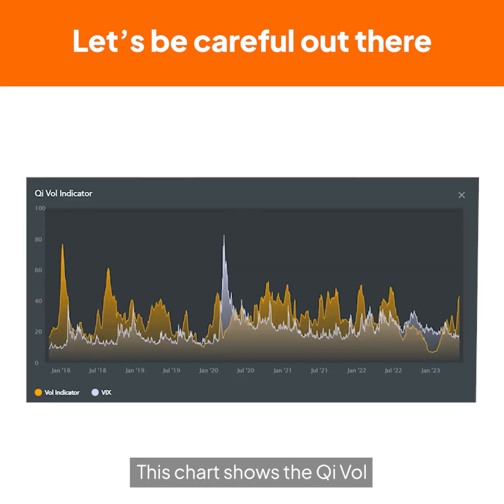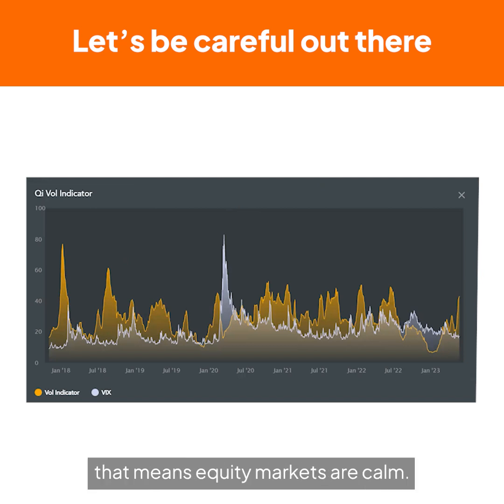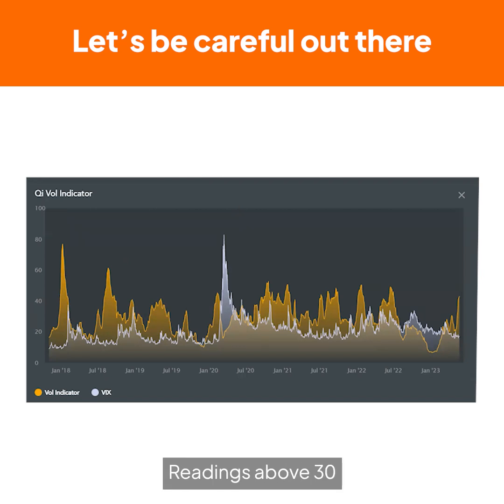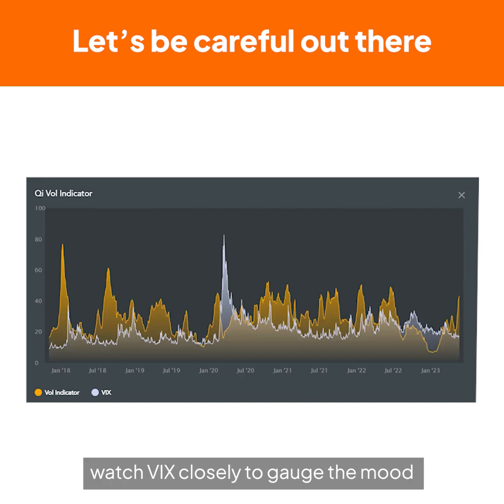This chart shows the QI vol indicator in orange versus VIX in grey. VIX is the equity market's fear gauge. It's currently below 20, and historically that means equity markets are calm. Readings above 30 tend to reflect high volatility. They reflect heightened stress. Institutional investors watch VIX closely to gauge the mood of the equity market.